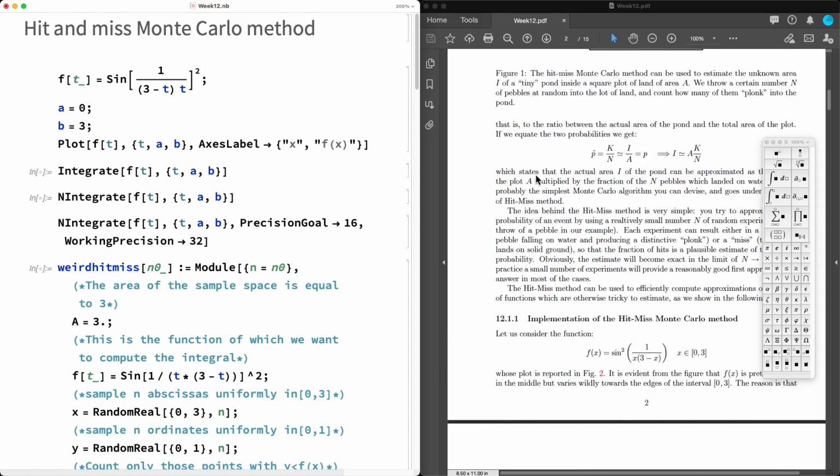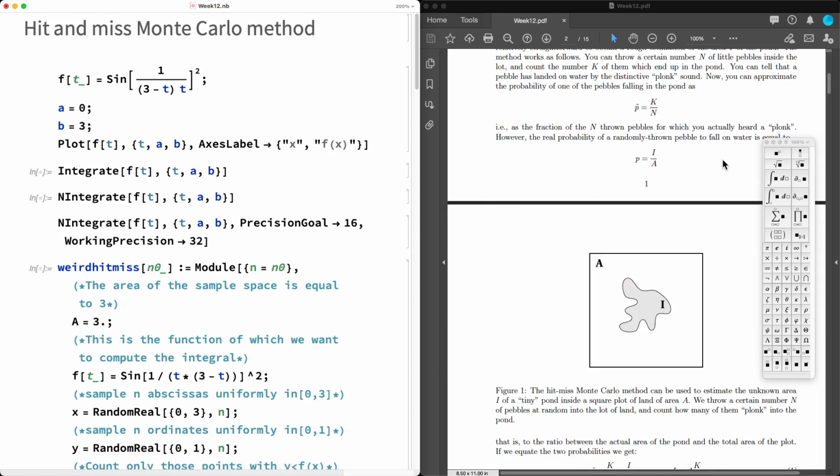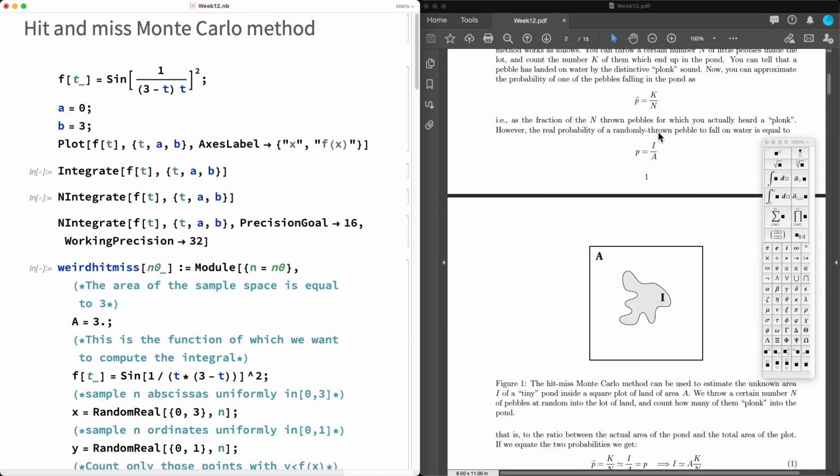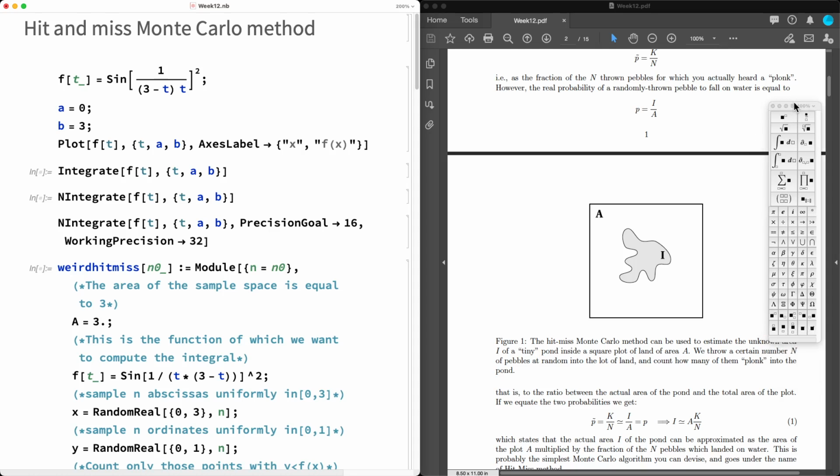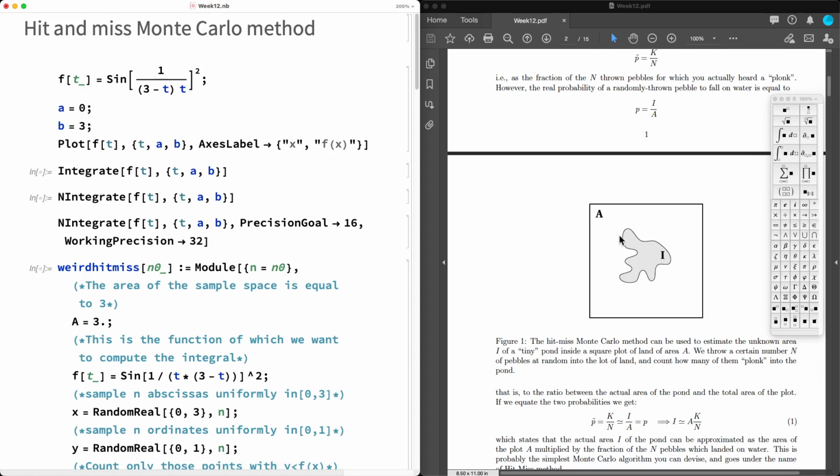So let's consider the shape of a pond. A pond has an irregular shape, and if we want to calculate its area with traditional numerical methods, it's difficult to follow the shape of that pond. Monte Carlo methods are suitable for that.